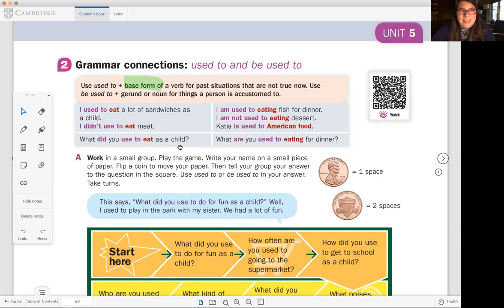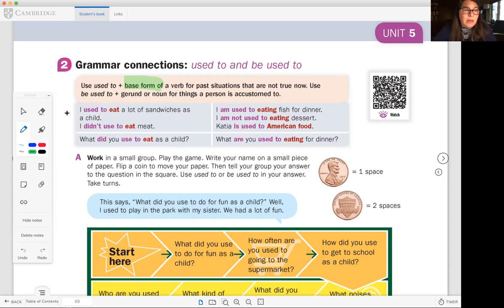I used to eat peanut butter and jelly sandwiches every day as a child. It's an American tradition, right? Peanut butter and jelly sandwiches. But now I don't, right? So you can say, I used to eat peanut butter and jelly sandwiches, but now I don't. Okay, so used to plus the base form of the verb.